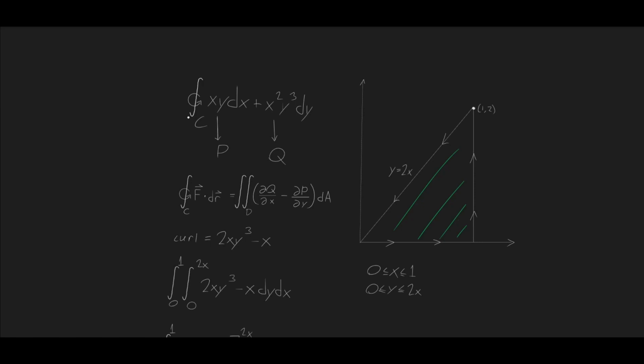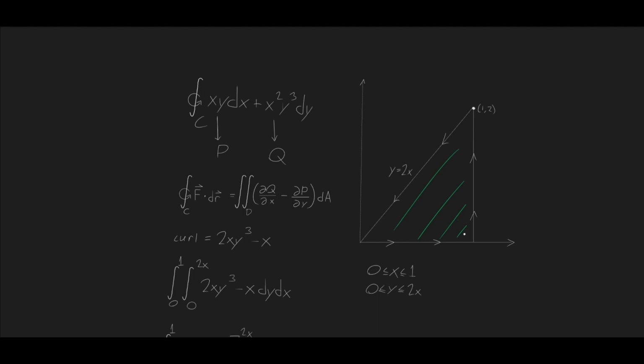Here we have the line integral along C, a curve, of x times y dx plus x squared times y cubed dy. And C is this curve here, which follows this triangle, which has this side of y equals 2x, and this point is (1, 2). And the green area is what we're going to use for our double integral in Green's theorem. So we need to define our bounds for the double integral.